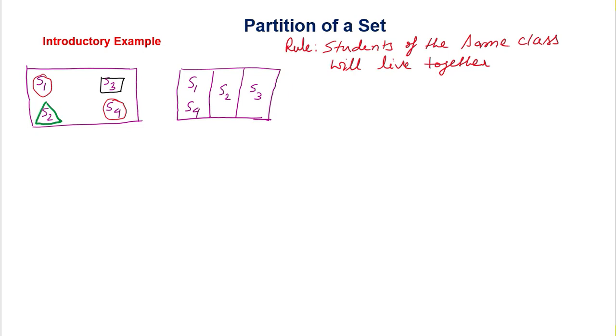Now, what are the properties which we observe here? We call this set as X and these sets as X1, X2 and X3. These X1, X2, X3 are called partition sets. Now, what are our observations? Let us write our observations.